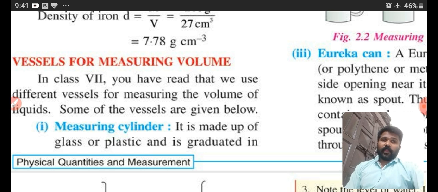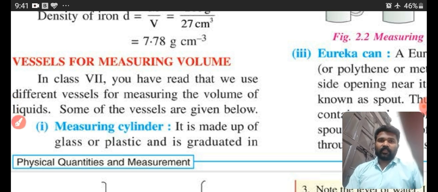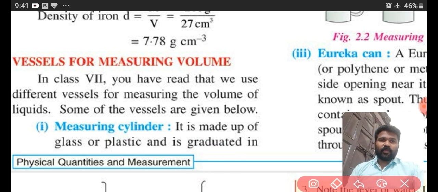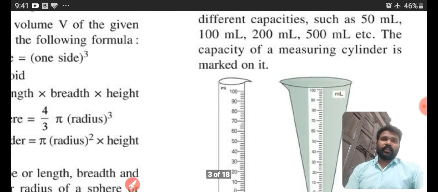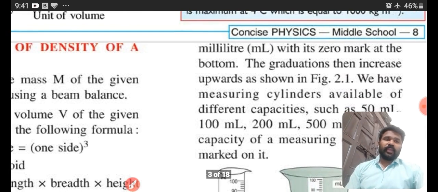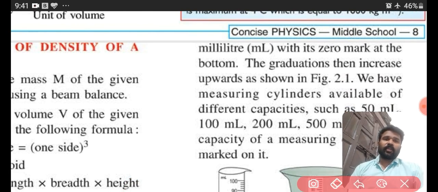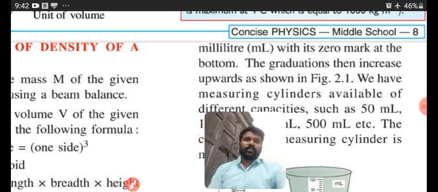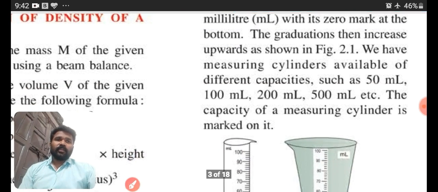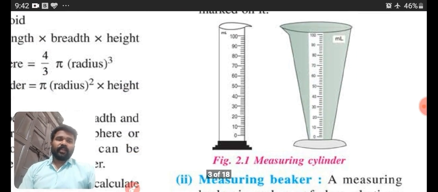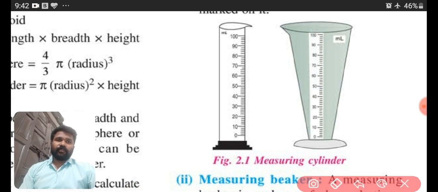Okay, students, it is measuring cylinder. It is made up of glass or plastic. Last year also we have discussed that measuring cylinder is always made up of glass or plastic, and is graduated in milliliter or ml with its 0 mark at the bottom. The graduations then increase upwards as shown in figure. Clear? You see the diagram, already you have seen.